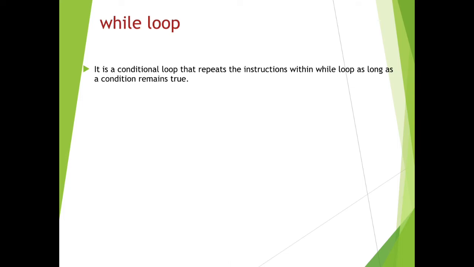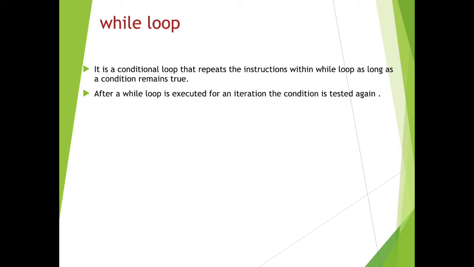So what is while loop? It is a conditional loop that repeats the instructions within the while loop as long as a condition remains true. Now, as we have already seen in the previous parts, there are two types of loops. One is the counting loop, which is the for loop, and next is the conditional loop, which is the while loop. That means depending upon a condition, the instructions within the while loop will be executed.